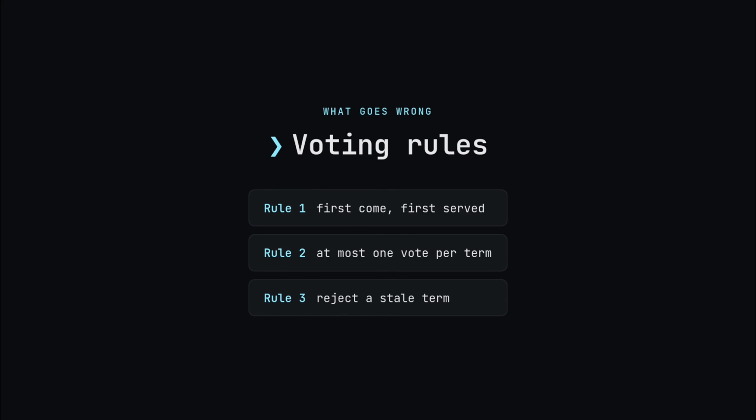So, there are 3 simple rules in Raft when it comes to voting. Rule number 1, first come, first served. You vote for the first valid candidate you hear. Rule number 2, at most 1 vote per term. And finally, rule number 3, reject a stale term, which means if someone is campaigning with an old term number, ignore them. Each candidate already spent its vote on itself in our example in the previous slide, and that's legal, but it is also a trap.